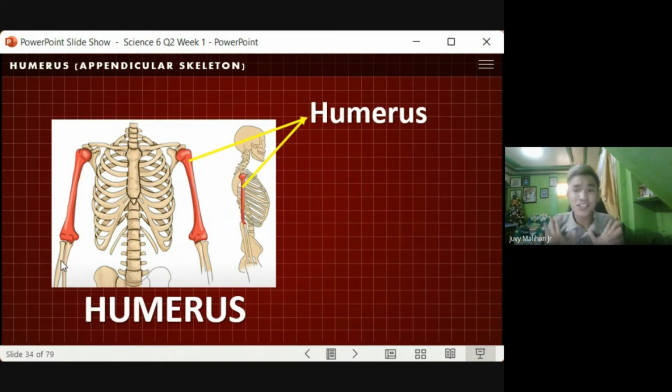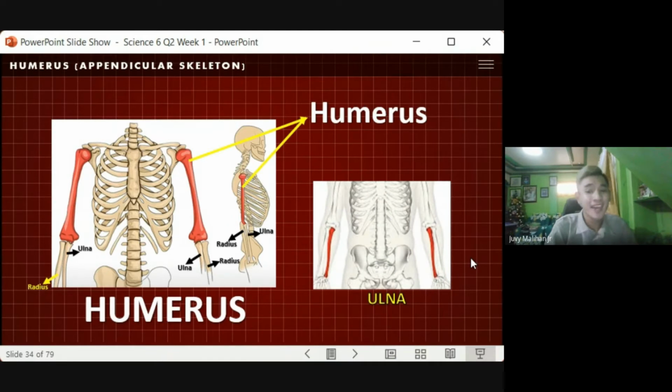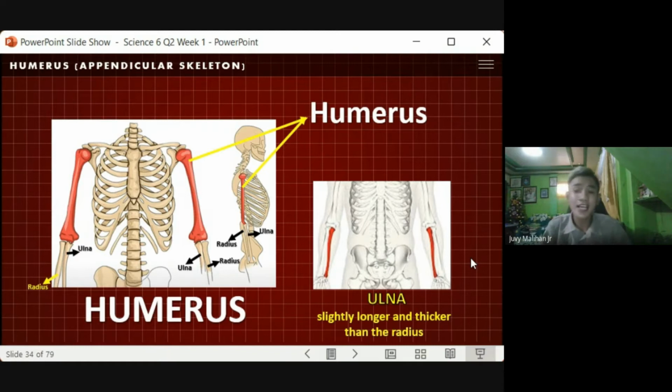Now, saan dyan sa dalawa ang radius at ang ulna? So, this is the radius, class. Okay? Yan ang ating radius. Now, what is radius? Radius is one of the two large bones of the forearm. And, of course, yung katabi ni radius, that is our ulna. And take note that ulna is slightly longer and thicker than the radius. Okay, so dyan natin matatagpuan ang ating ulna at ang ating radius.